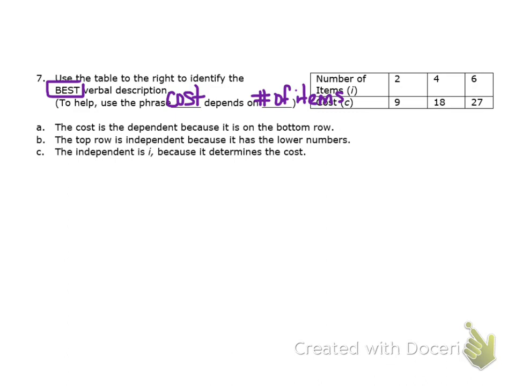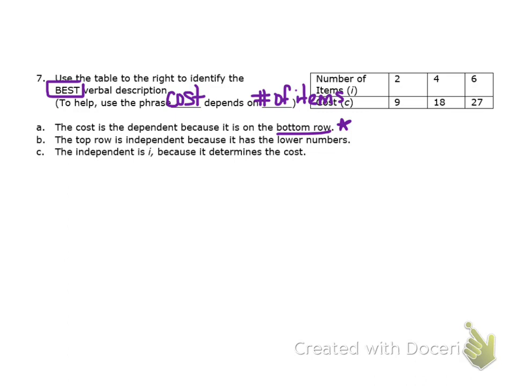So it's just like if you go to the grocery store. Your total cost is going to depend on the number of items that you purchased. So let's look at our answer choices to find the best description. A says the cost is dependent because it's on the bottom row. Well, the cost is on the bottom and it is dependent, but I don't really know if that's a good reason for why it's dependent. So I'm just going to put a little star by it. Maybe, probably not though.